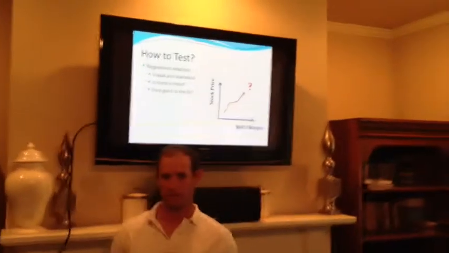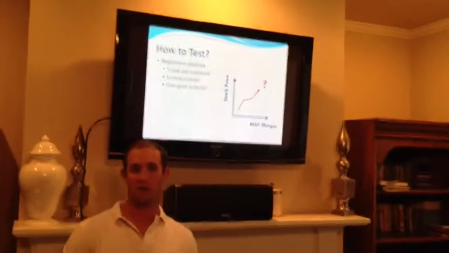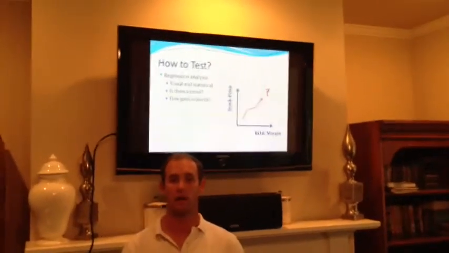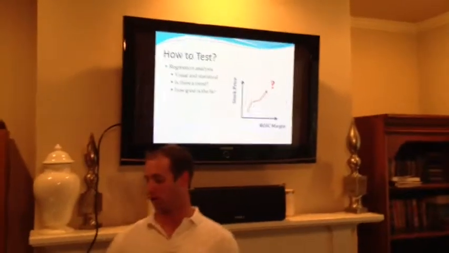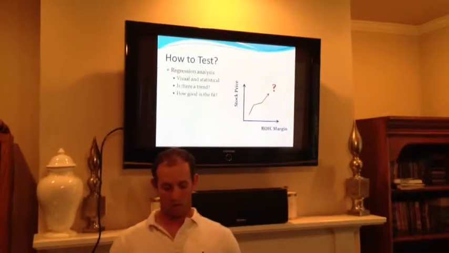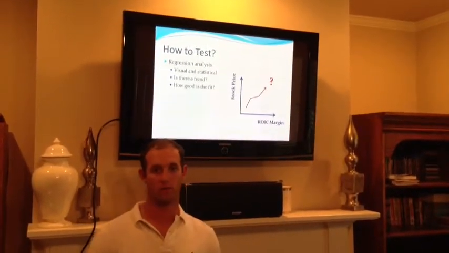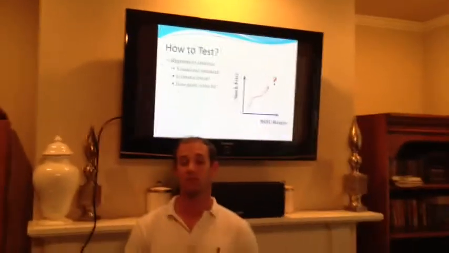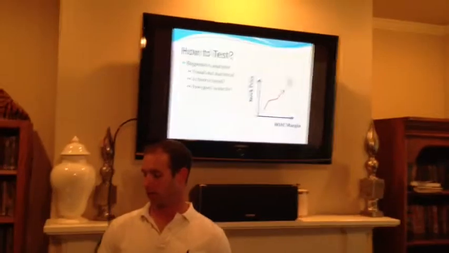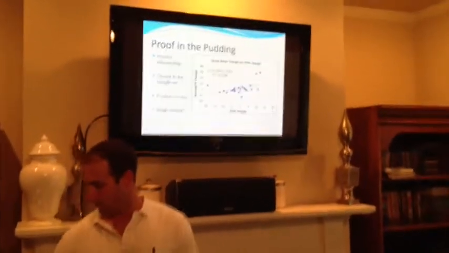So how do we test this? Well, we're going to use a regression analysis. I plotted stock price against ROIC margin, and we're going to see if ROIC margin and stock price have a positive correlation, noted by this question mark in this graph here. So not only are we going to do a visual by looking at the trend, but we're going to do statistical analysis, and we're going to see if this is statistically significant based on the p-value. So we're going to look at the trend and see how good the fit is as well.